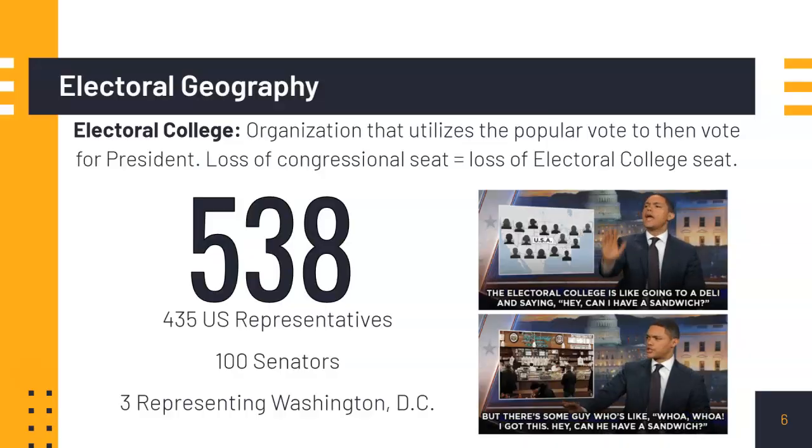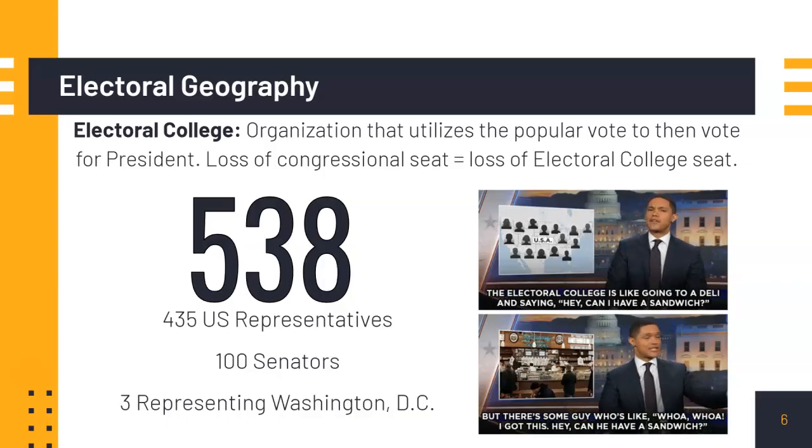Electoral geography also encompasses the study of the Electoral College, which is the system used to elect the President of the United States. The Electoral College consists of 538 electors, with each elector representing a state's population and congressional delegation. The number of electors each state has is equal to the number of its U.S. representatives and senators combined. This means that each state's electoral power in presidential elections is directly tied to its representation in Congress. 435 U.S. representatives and 100 senators, plus 3 electors for Washington, D.C.